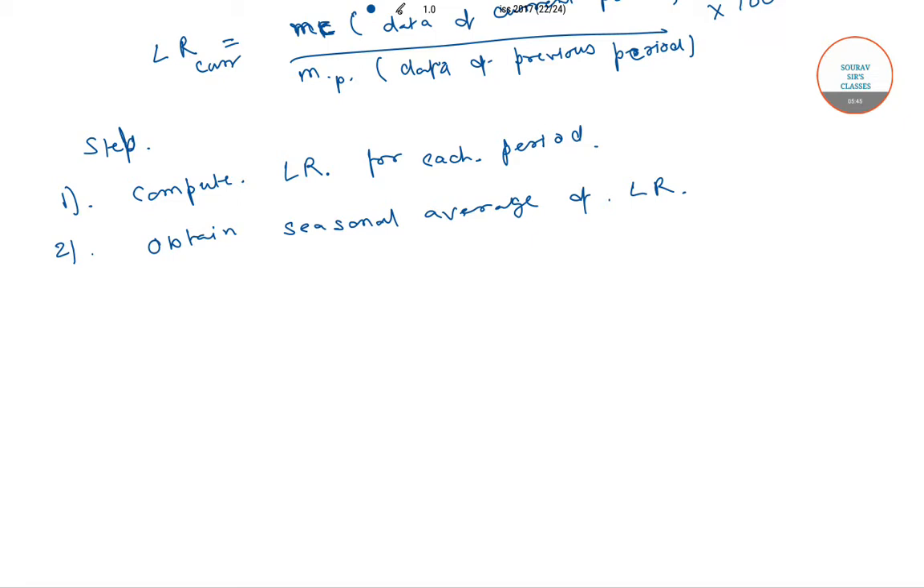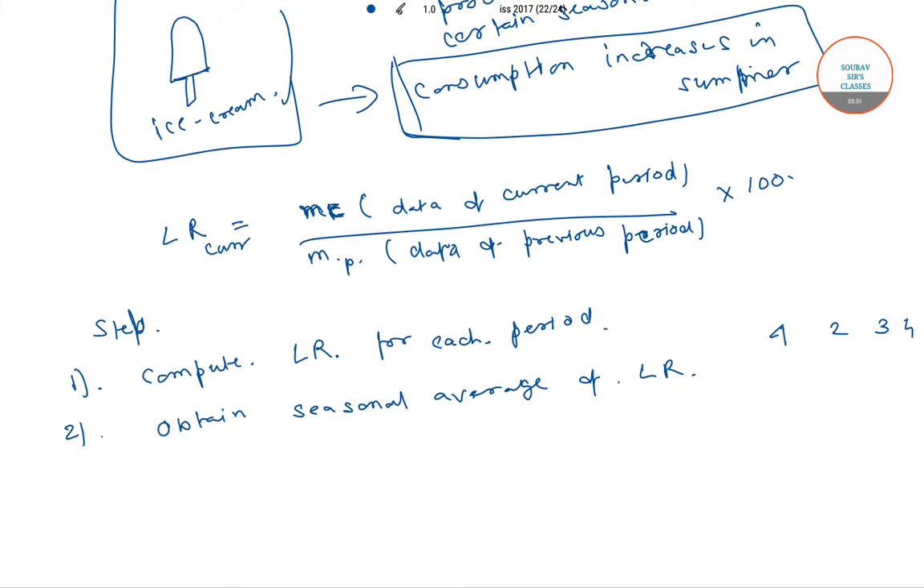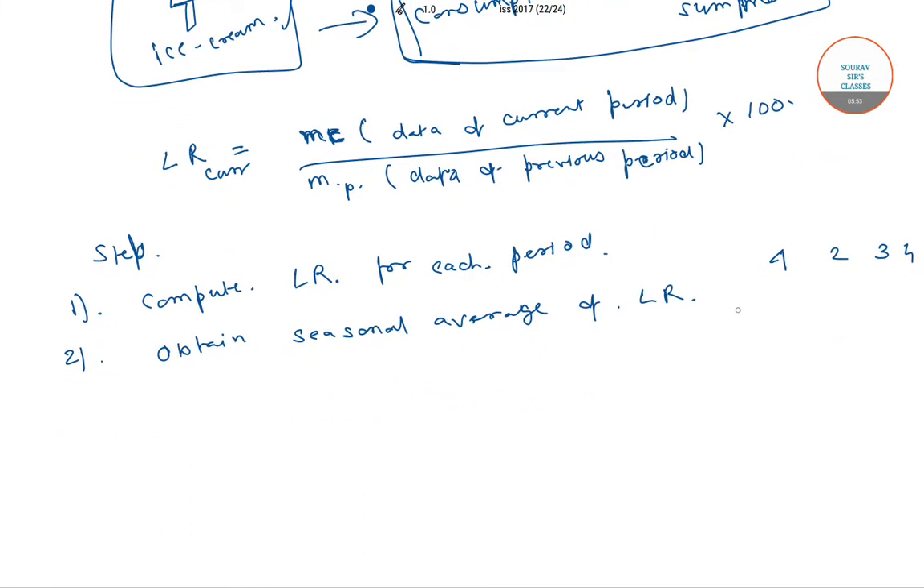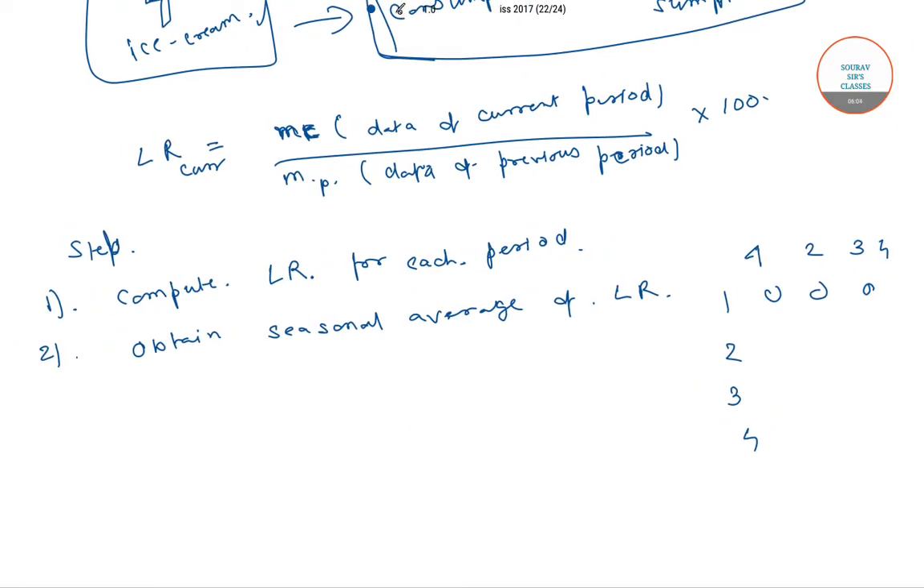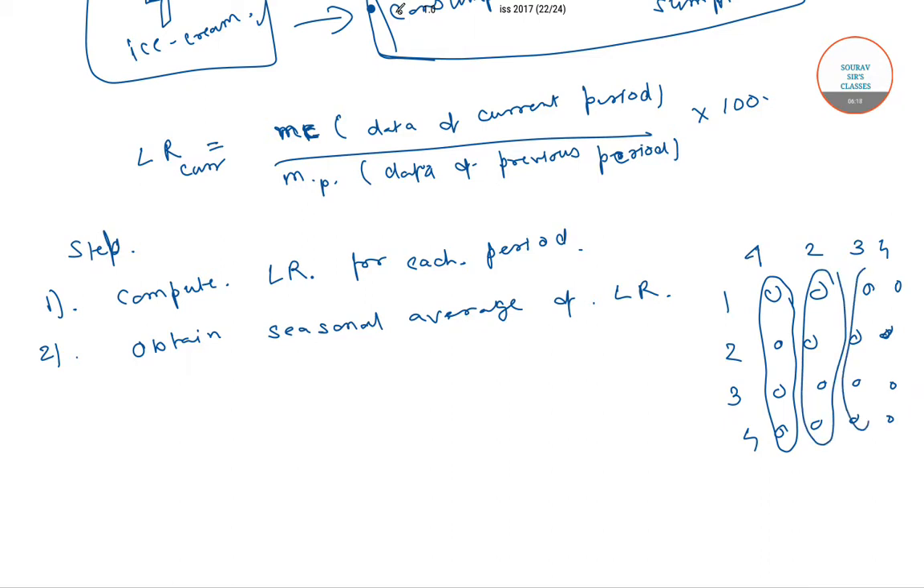Suppose we have 4 quarters, quarter 1, 2, 3, 4, and it has been done for 4 years, say year 1, 2, 3, 4. Then first we obtain the LR for each of these. Now once we obtain this LR, we will obtain the seasonal average, that is the average of these four, like this. So we will obtain the seasonal average of LR. So this is step number 2.